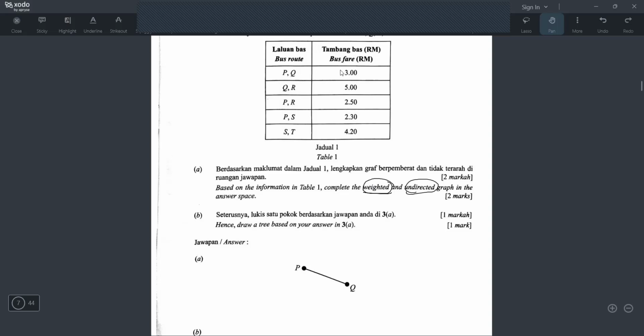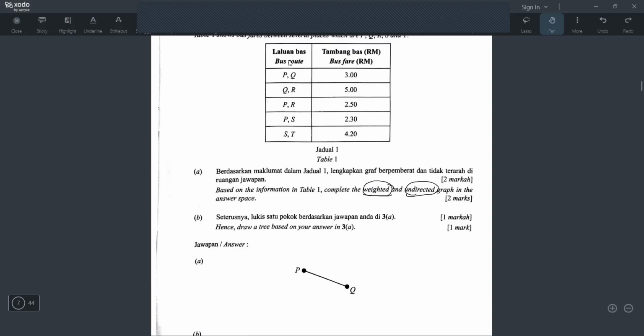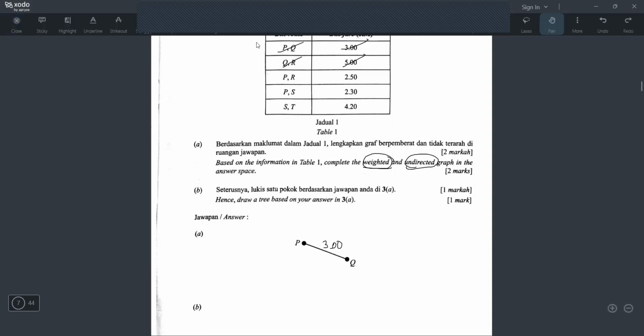So the PQ I have to label with 3.00. Okay, so I'll write 3.00 here. And don't have to put arrow because it's not a directed graph. Now it's QR 5 and the R they never draw for me, so I have to draw myself. So I can put the R anywhere, I'll just put it here, right? So if I put it here, it will be like this, and then I'll just join Q to R, and I'll label as well the 5 ringgit.